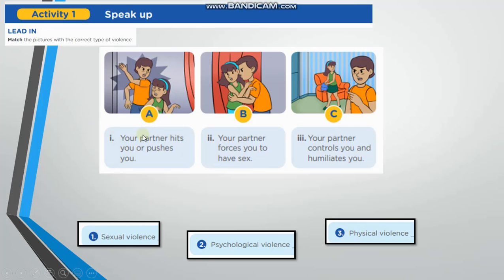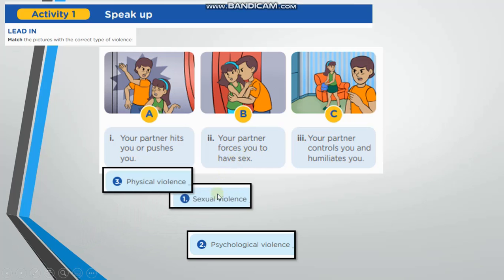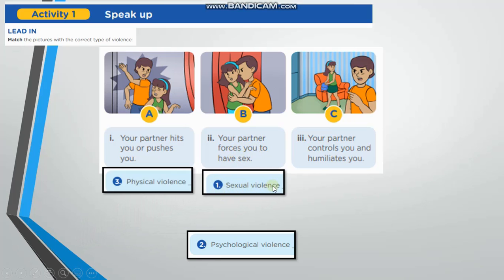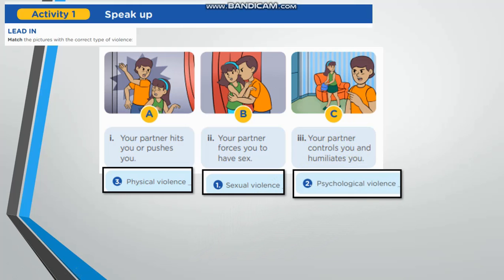Letter A, your partner hit you or pushed you: this is physical violence. Your partner forced you to have sex: this is sexual violence. Your partner controls you or humiliates you: this is psychological violence.